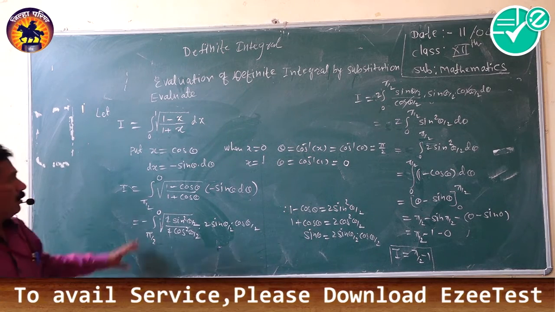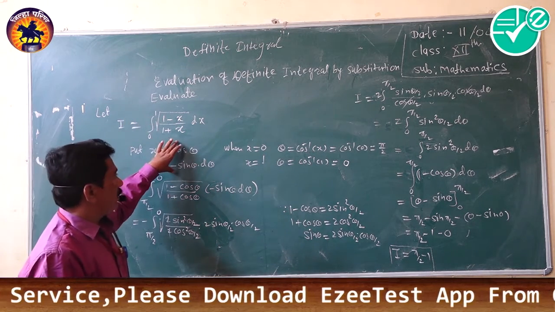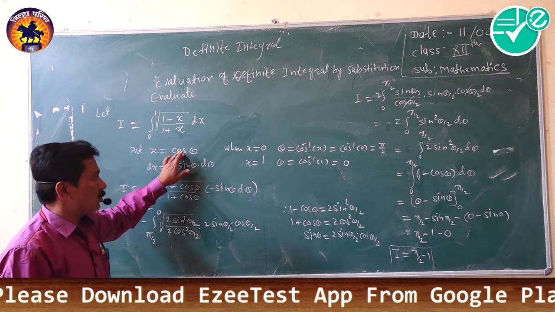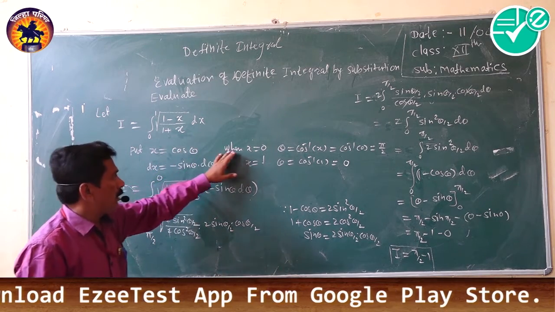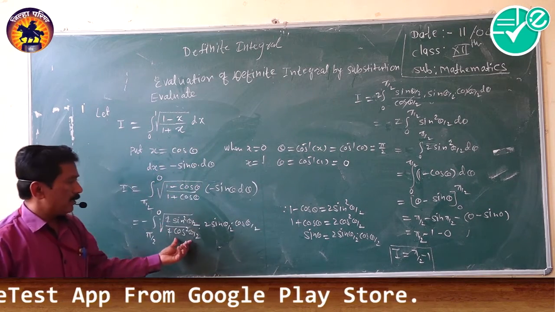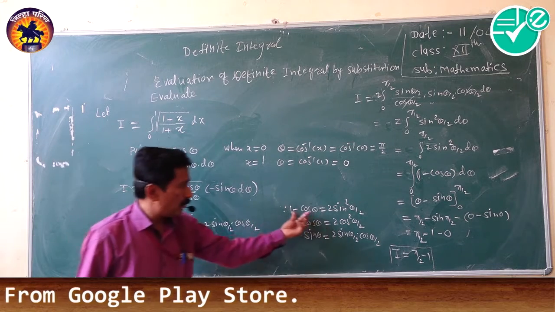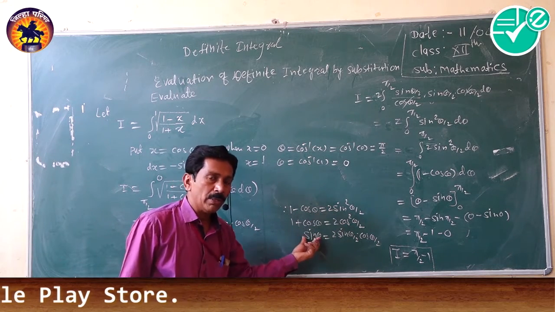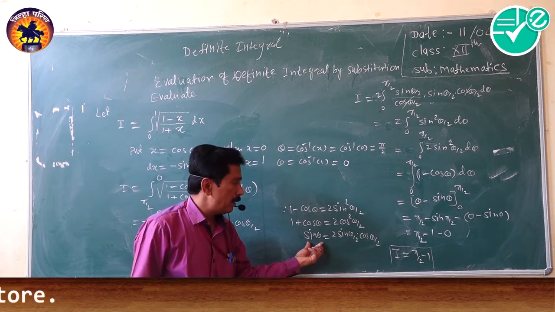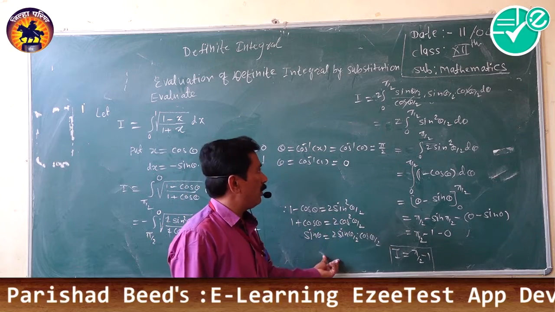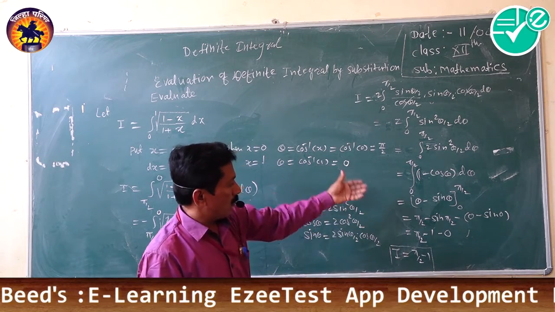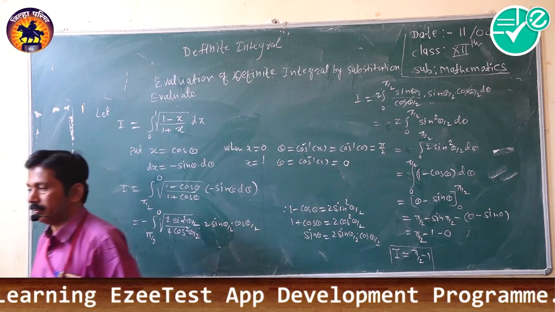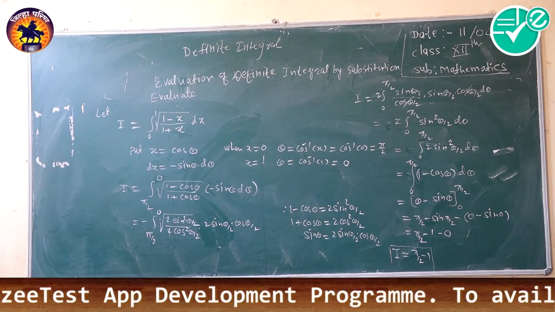In this way, we have used the substitution x equals cos theta, and we get this. Here we also use these three formulas: 1 minus cos theta, 1 plus cos theta, sin theta. We call this the half angle formula, and we got this answer. Again, take the next example.